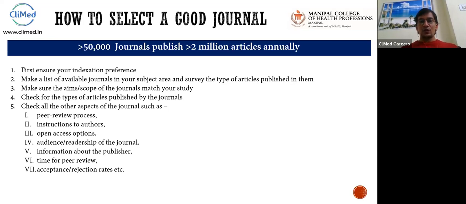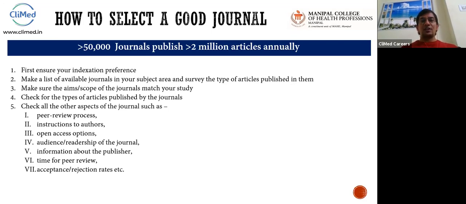So how to select a good journal? How to select a journal which is suitable to our manuscript, to the title of the manuscript, or our area, or our scope? While looking at these things, we have a checklist of what we should look into in a journal.